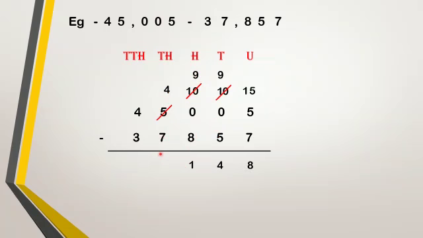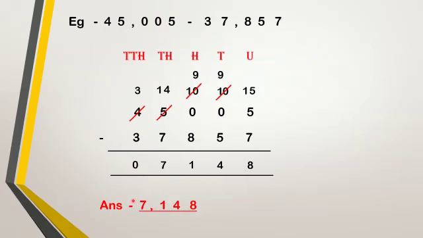4 minus 7, again I cannot, so I borrow. From 4, I borrow 1, 3 is left. 14 minus 7, again you begin from 8 and stop at 14, you will get 7. 3 minus 3 is 0. So this is my answer. But how do I write the answer? You cannot begin with 0. So I write 7,148.